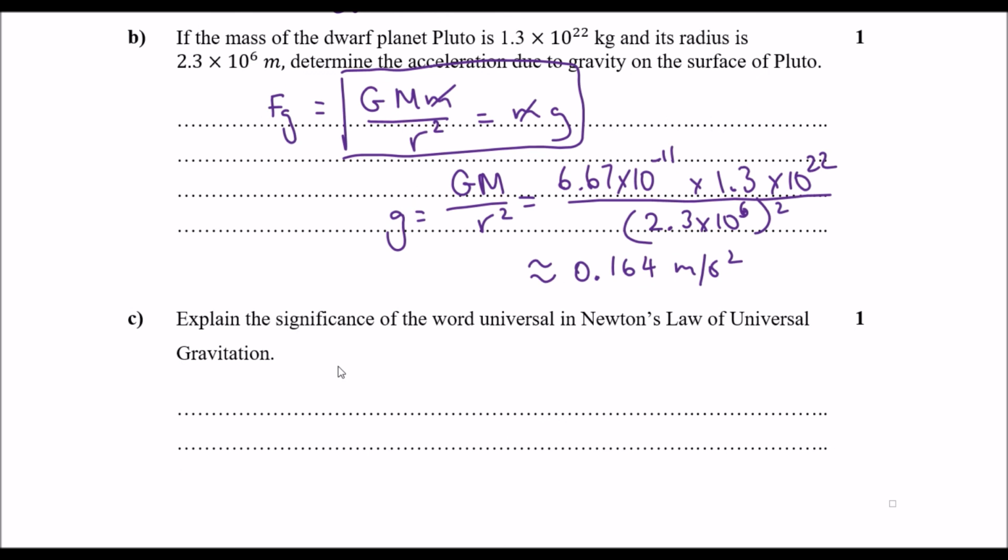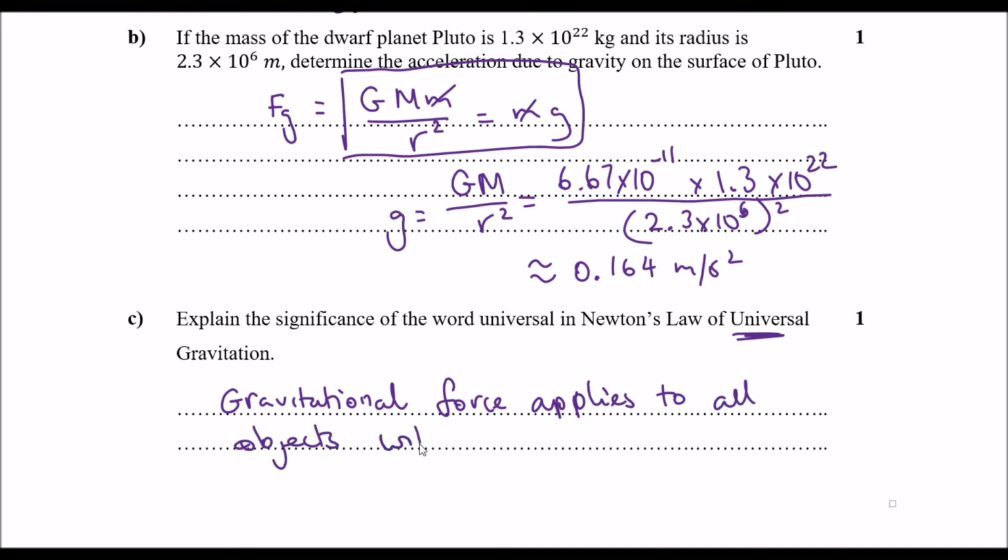Okay, and last bit is explain the significance of the word universal in Newton's law of universal gravitation. So universal just means that gravitational force applies to all objects with a mass. And that's how you do the question.